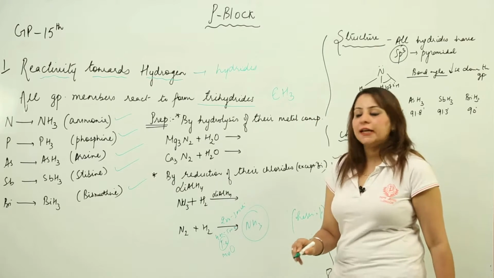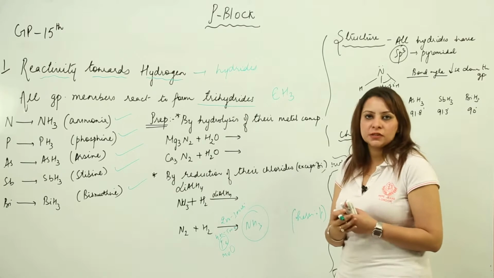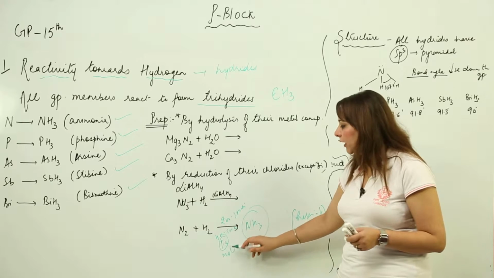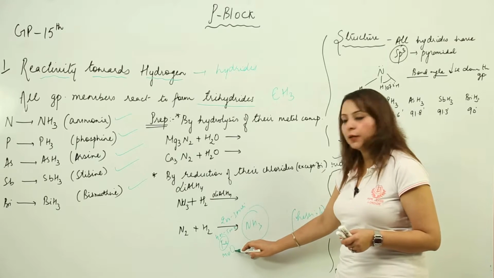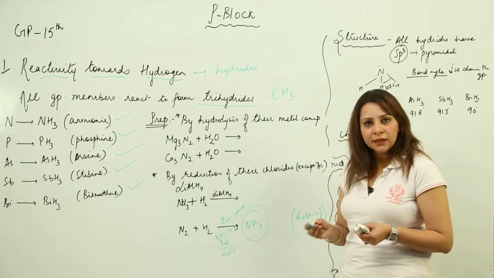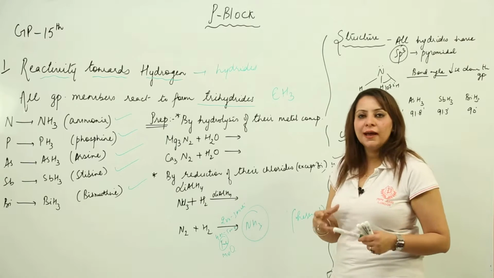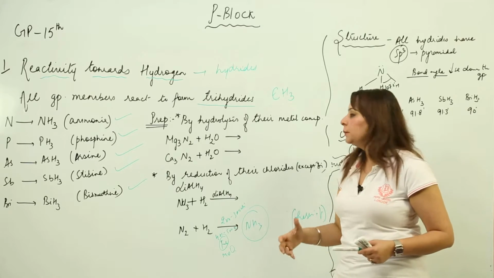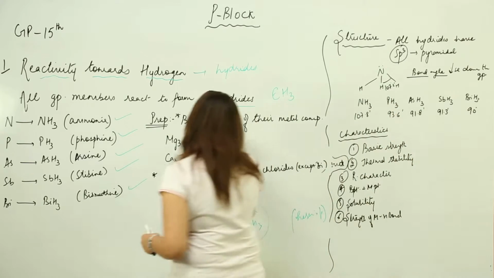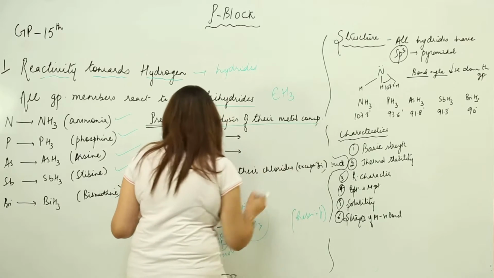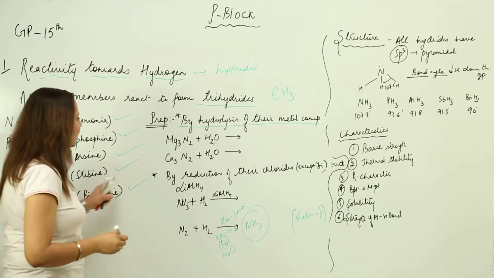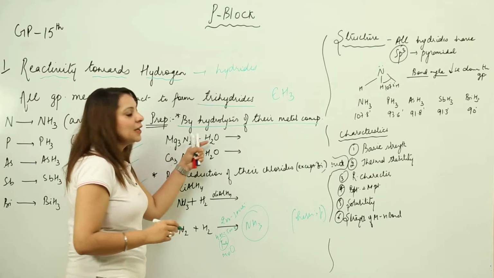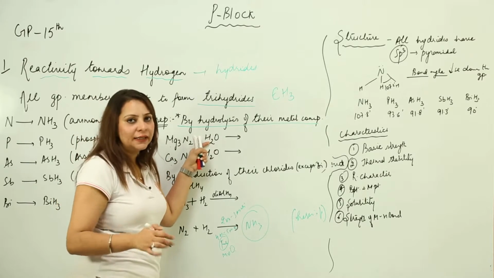So here you can see that N2 and H2 directly form ammonia under these given conditions: high pressure, high temperature, and in the presence of catalyst iron and a promoter molybdenum oxide. Otherwise we can also obtain the hydrides not directly but indirectly, like by hydrolysis of their metal compounds. So let us say I have magnesium nitride or calcium nitride, I can just hydrolyze it, that is, in the presence of water I can lyse it.